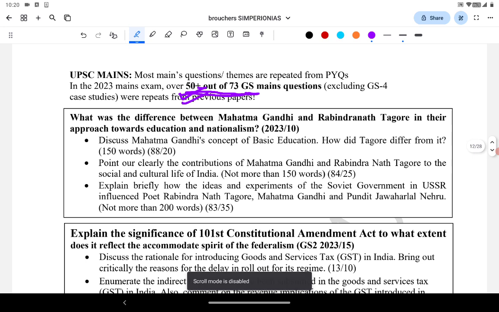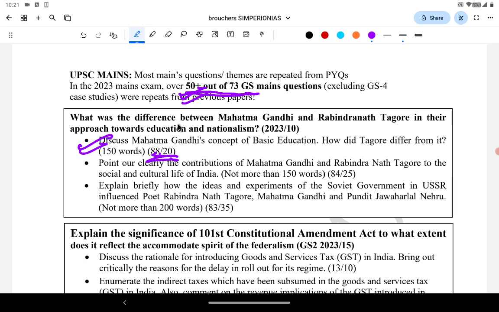What is the difference between Mahatma Gandhi and Rabindranath Tagore in their approach towards education and nationalism? This is the 2023 question. Today we will discuss examples mainly from 2023. Let's go to this question asked in 1988: discuss Mahatma Gandhi's concept of basic education. How did Rabindranath Tagore differ?